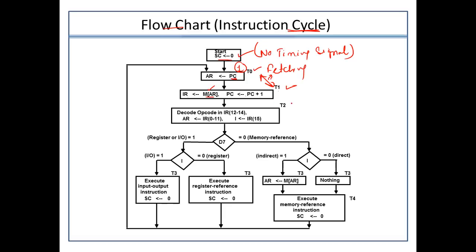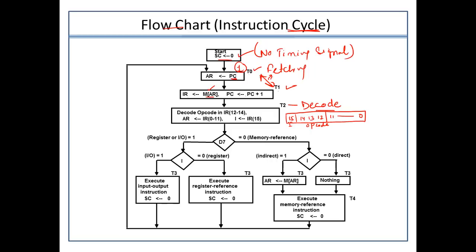Now after fetching the data, T2 will arrive, which will lead to the decoding of the data. How will the decoding take place? I have to decode the entire instruction. If bits 0 to 11 are there, they depict the address of the instruction, then bits 12, 13 and 14 are the opcode bits, and the 15th bit is the mode bit.